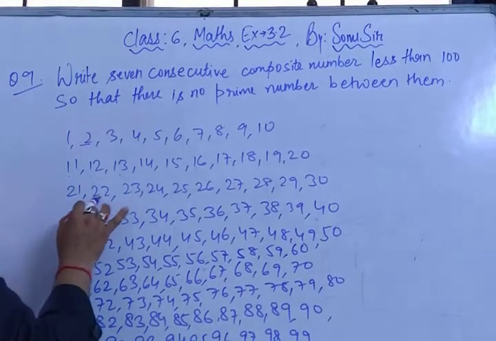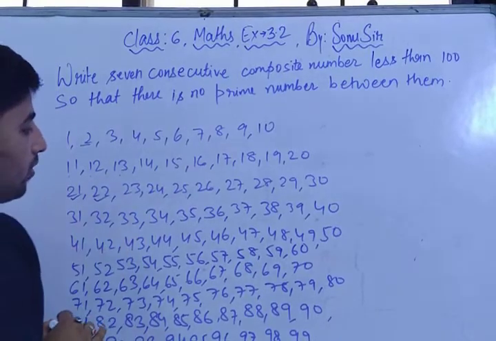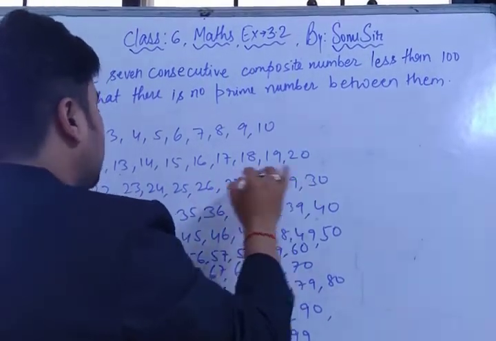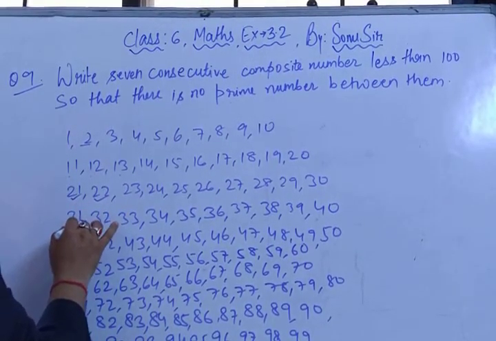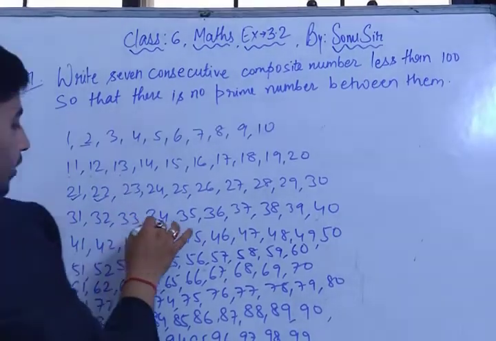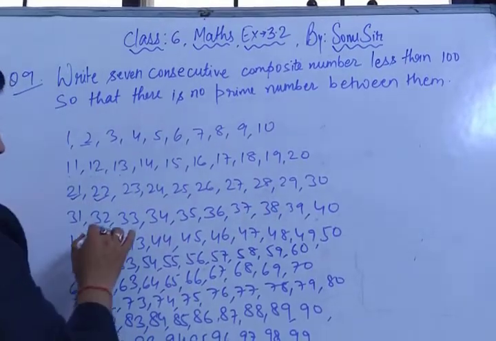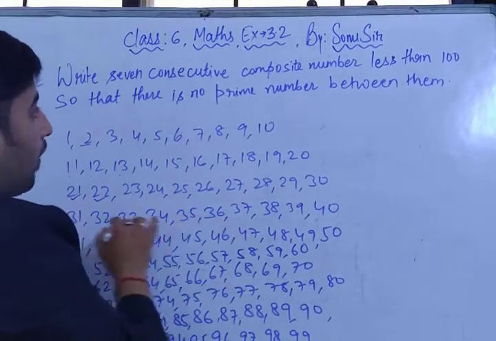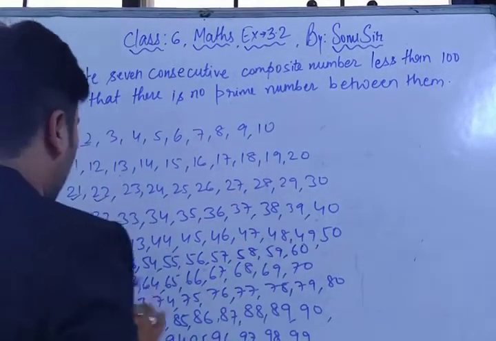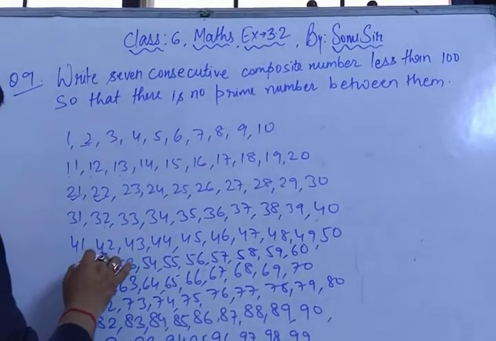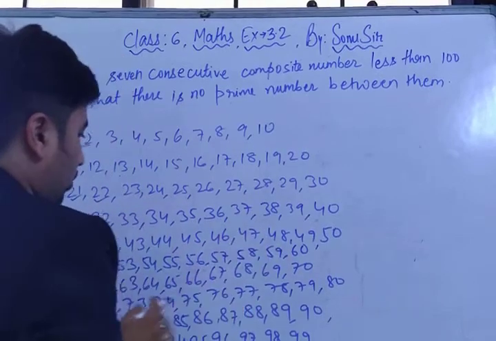In the 21 series, 23 is a prime number, 29 is a prime number. So continuously 7, no. 31 is a prime number, 32, 33, 34, 35, 36, 37 is a prime number. See here, 1, 2, 3, 4, 5. Till 5 it was continuous, but the 6th one was a prime number. So this series will also not work. In this 41, 42, 43 is a prime number, then this series will also not work. 47 is also a prime number.